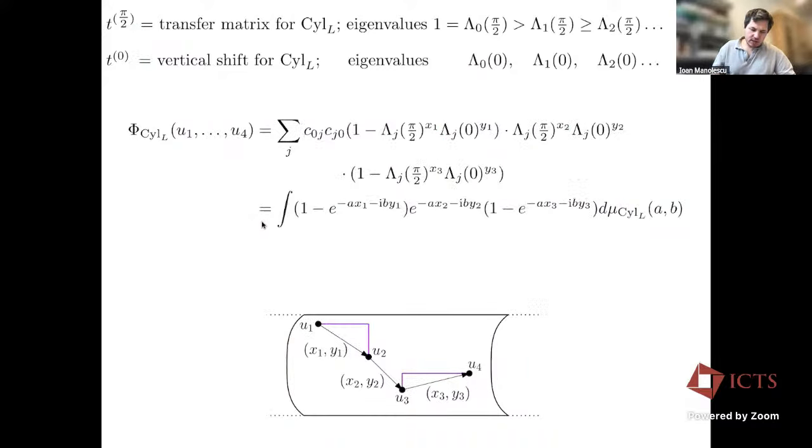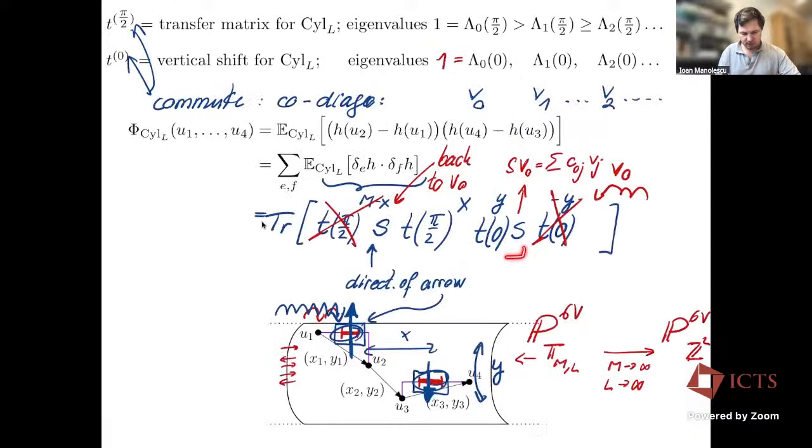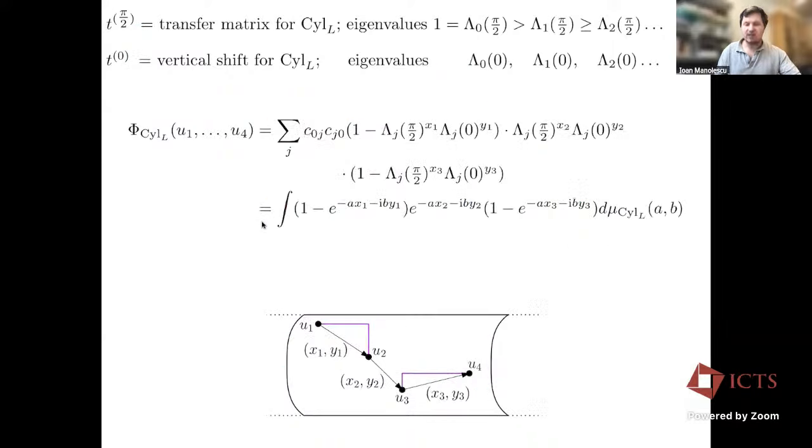So what you get is an expression of this sort. You have these eigenvalues lambda j of pi over 2 and lambda j of 0 that appear. You see, you have exactly the kind of expression I had on the previous slide, that comes from this. And because you sum these expressions, you get expressions which are essentially just sums of this.